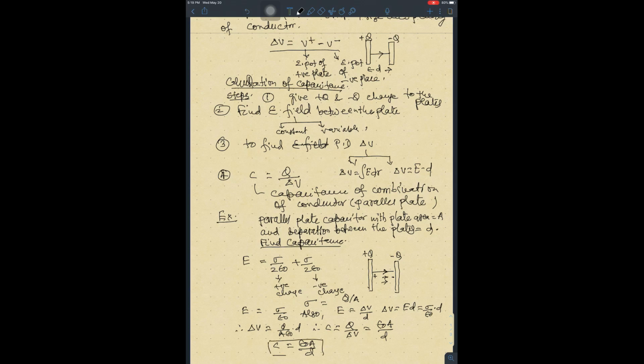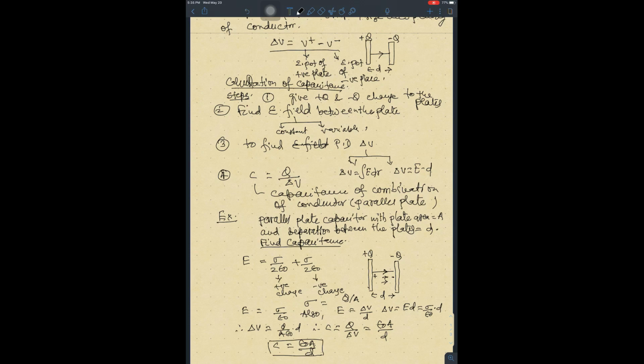This is the capacitance of the parallel plate capacitor. It is very important to understand that capacitance depends upon area. If area is increased, capacitance will increase. Capacitance depends upon the distance between the plates, and if distance is increased, capacitance will decrease. And it also depends upon the medium between the two plates. Right now we have supposed that it is air, but we can replace it by some other medium.